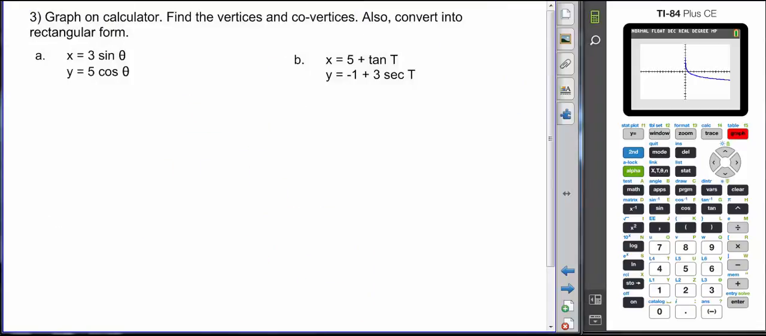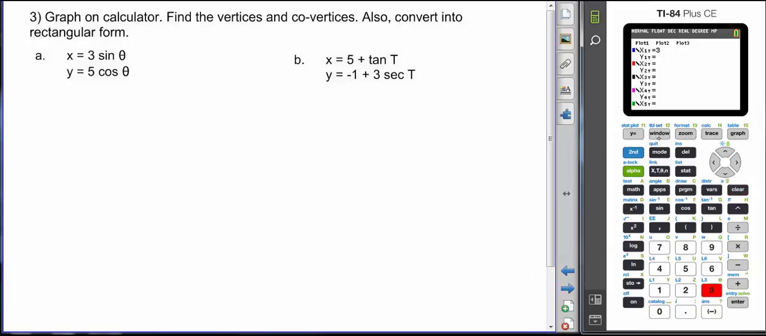All right, on to number 3. When I read the instructions here, the first thing that sticks out to me is, whoa, what's this? Vertices and co-vertices? What shapes could we be dealing with to have vertices and co-vertices? That's interesting. So here we go. Let's go ahead and graph this and see what it looks like.